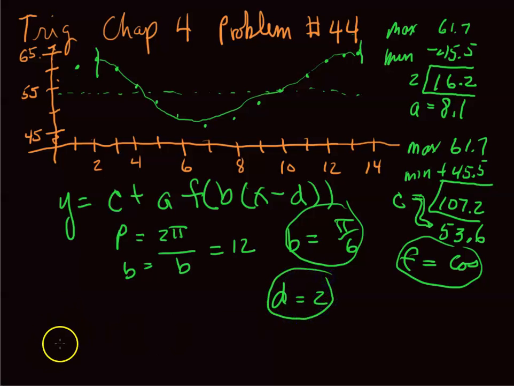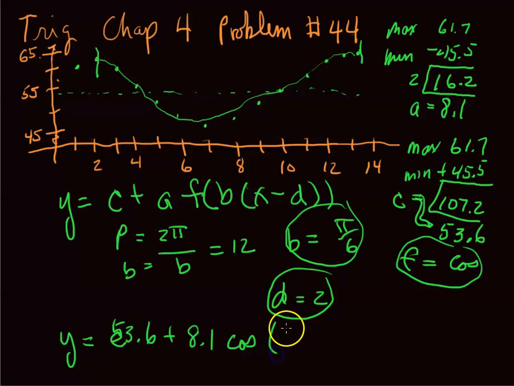So our function, y equals C, which C is 53.6. A is 8.1. The cosine, B is pi over 6. X minus 2. Okay. How do we check and see if that works? Well, we get our calculator out.